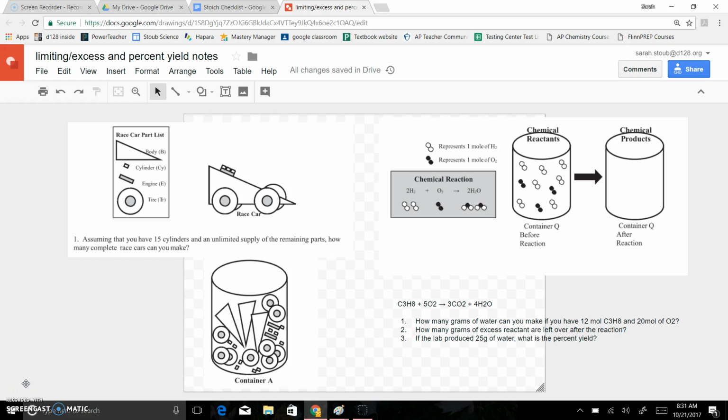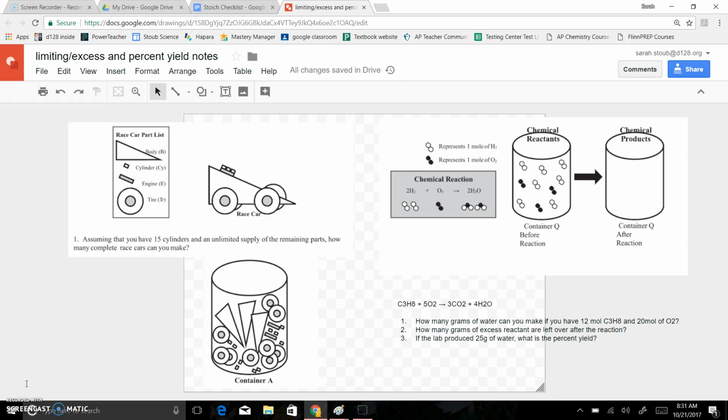So if I look here, this is 1, 2, 3. I can run the reaction 3 times, and I'll have the hydrogens left over, 1 mole of hydrogen left over. I will run out of all my moles of oxygen. So my limiting reactant would be my oxygen. My excess reactant is my hydrogen. And in this case, I would have 1 mole of excess reactant left over.